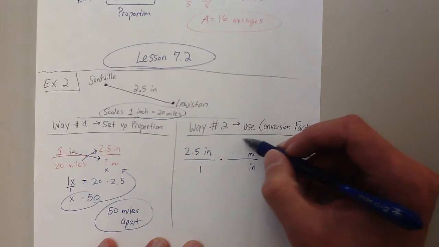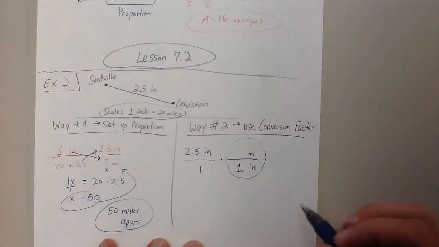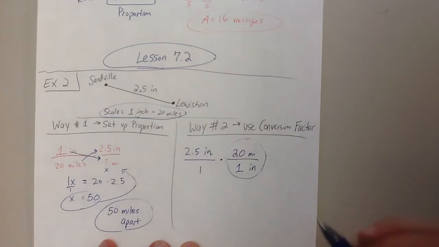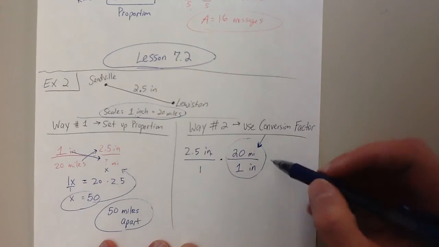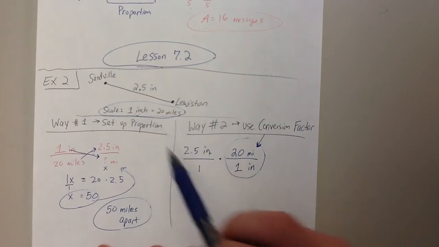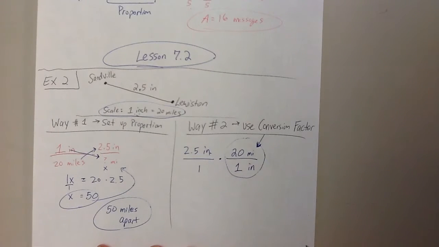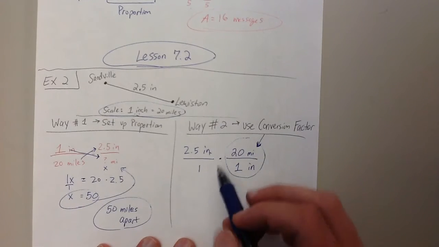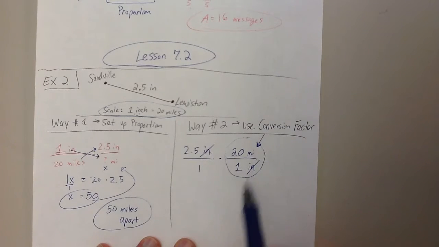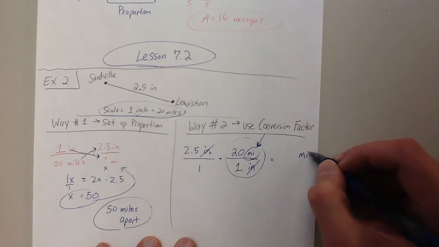So my conversion factor right here, I'm going to use 1 inch. For 1 inch, there are how many miles? For 1 inch, there are 20 miles. So right here is my conversion factor. This is 2 equal measurements according to my scale. 1 inch is the same as 20 miles. What I'm finding right here is an equivalent ratio. As I said before, my inches will cancel out. That's what I want to happen. Inches on top, inches on bottom cancel out. So my unit is going to be miles, since that's what I'm left with.